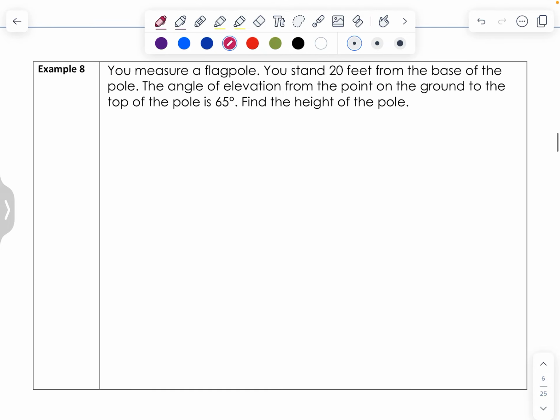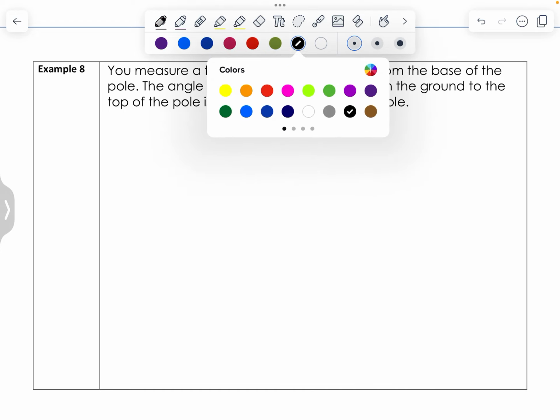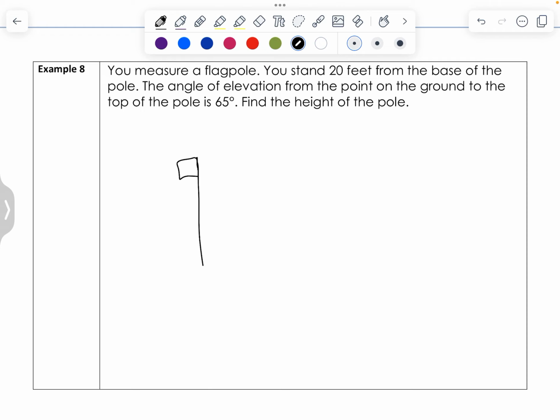All right, one more. Right triangle trig is often used in application problems as well. So, for example, if you measure a flagpole, the classic flagpole problem. So you got a flag here. And you are standing 20 feet from the base of the flag. We're assuming the flag is making a 90-degree angle with the ground. Angle of elevation is the angle that's formed from the horizontal up, so that's right here, 65. Find the height of the pole.